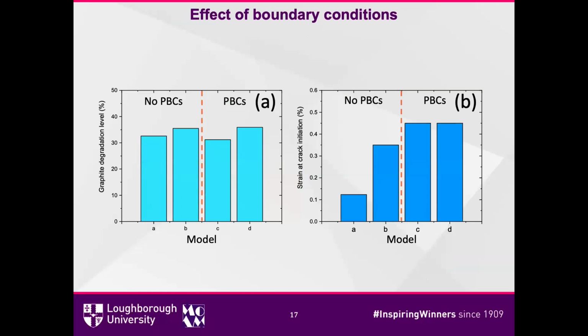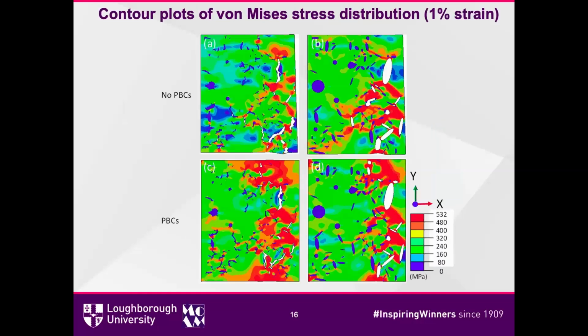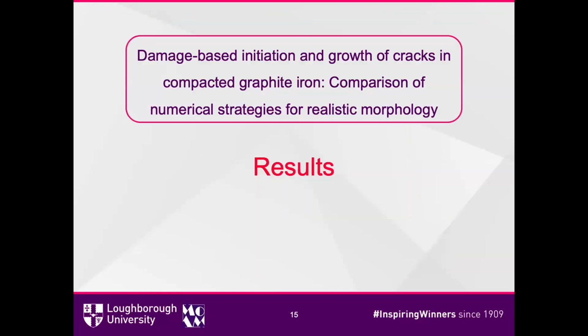Then if you compare models A and C, you find that PBC does not affect the graphite degradation level. Degradation level means the percentage of graphite elements that will be deleted from our model. And also compare B and D, so A and C.